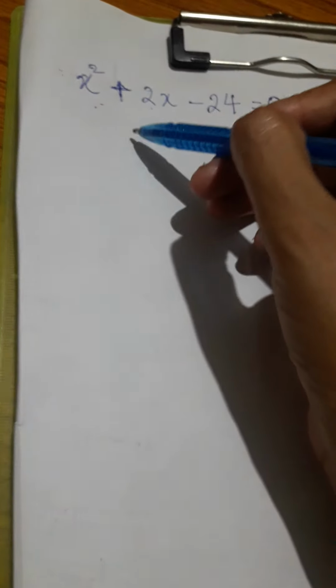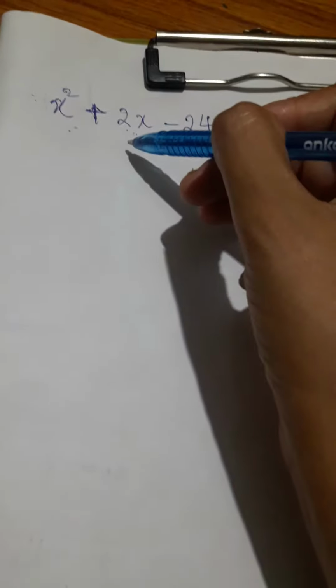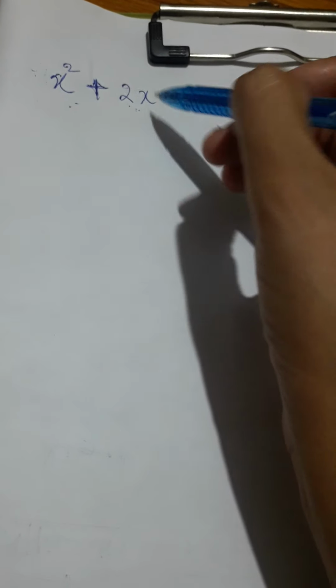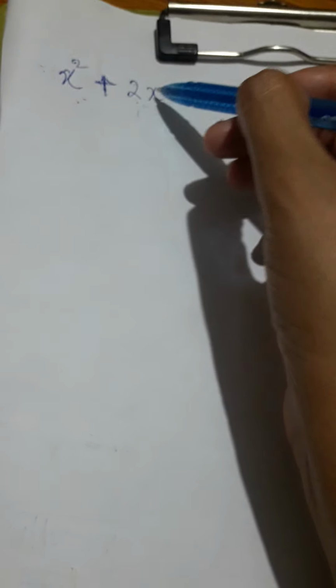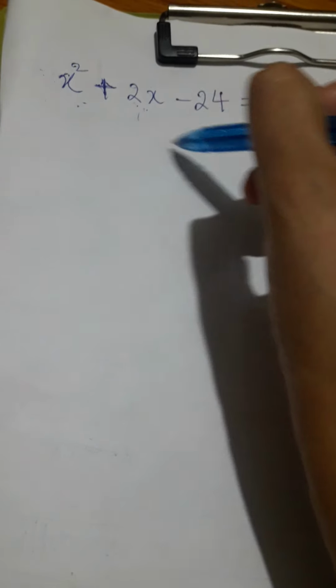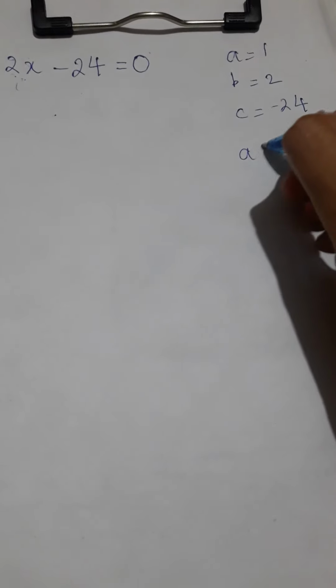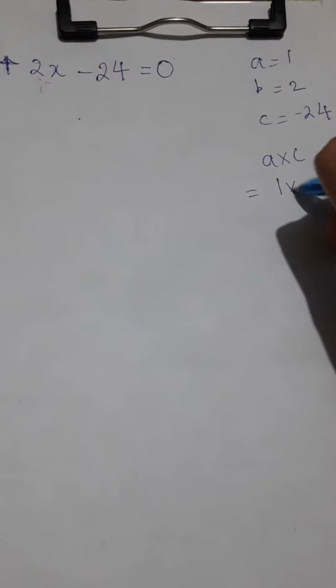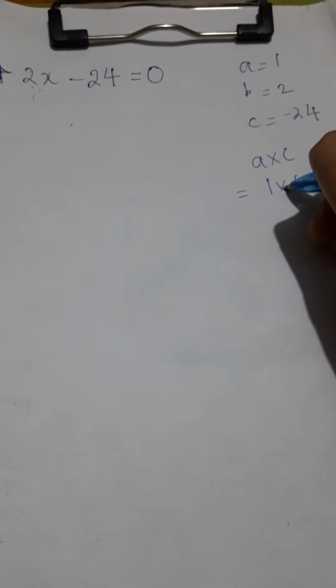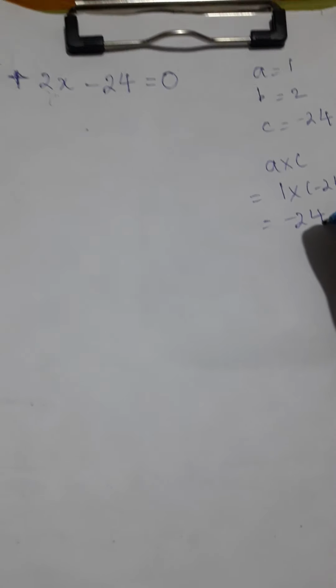See, it's a trinomial and I'm going to split the middle term. How do I split? I have to split it in such a way that when I add the two components, I get back my middle term, and when I multiply the two components, I get a into c. What's a into c? 1 into minus 24, which is minus 24. So I have to split the middle term b in such a way that when I multiply the two components, I get minus 24.